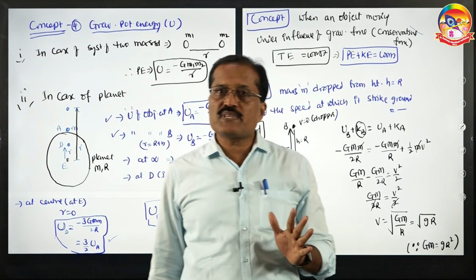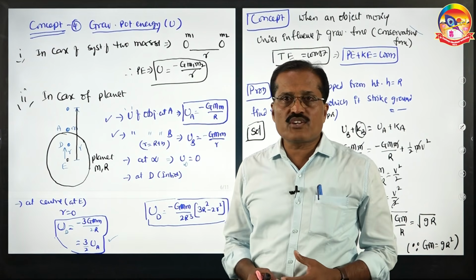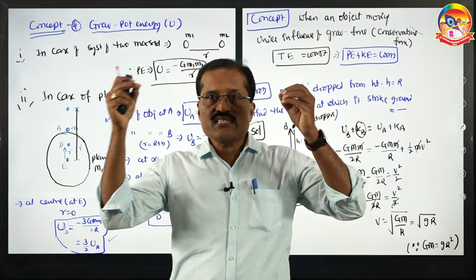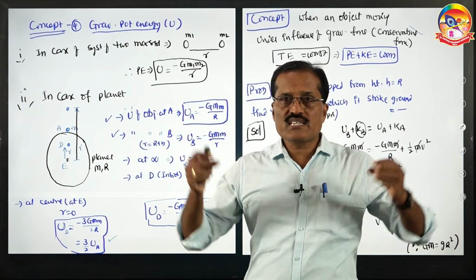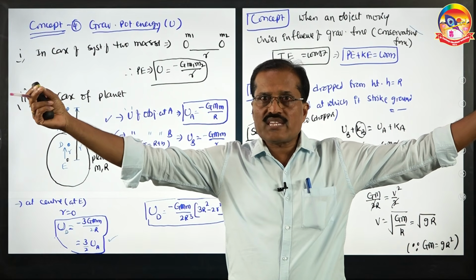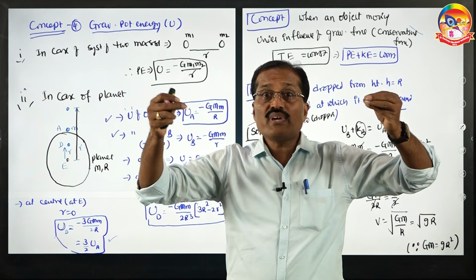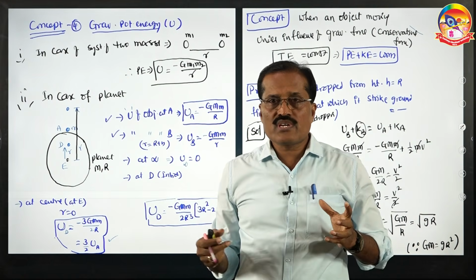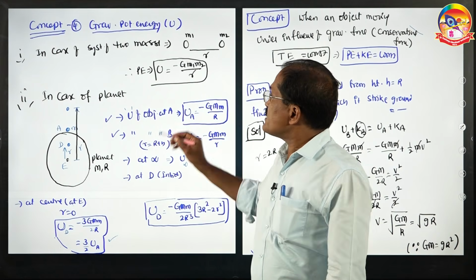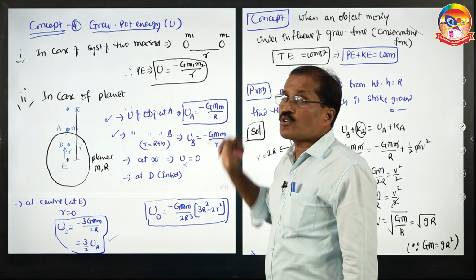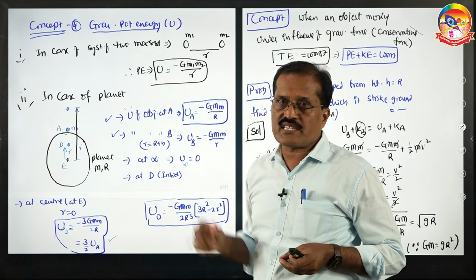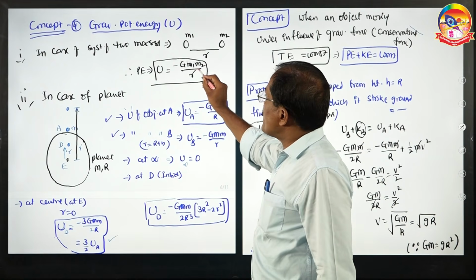Gravitational potential energy: the gravitational field is a conservative field. Whenever two masses are at a far distance, there is no influence on each other. When we bring them close, we are doing work against the gravitational force, and some energy gets stored. That energy is the potential energy, equal to minus G m1 m2 by r square, because we are doing the work in the direction of the attraction force only. That is the reason for the minus.